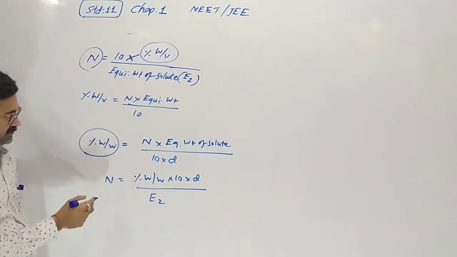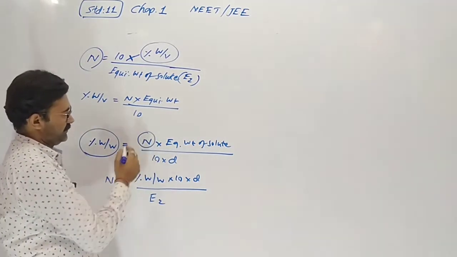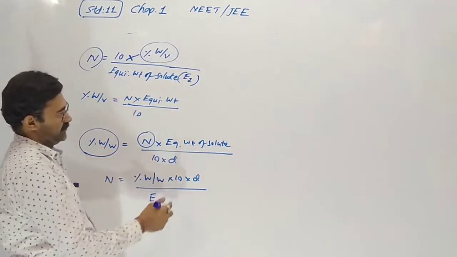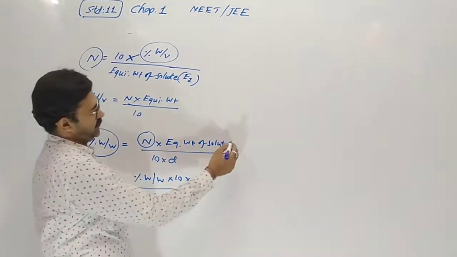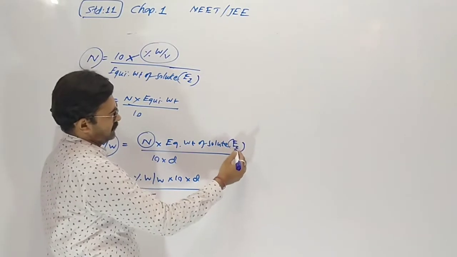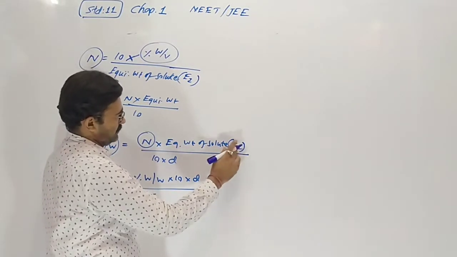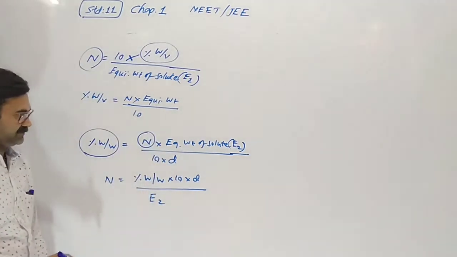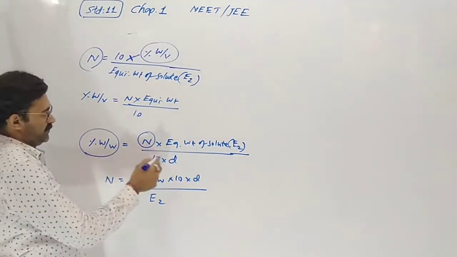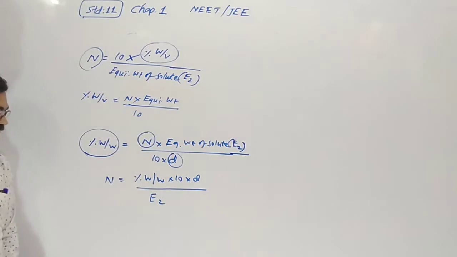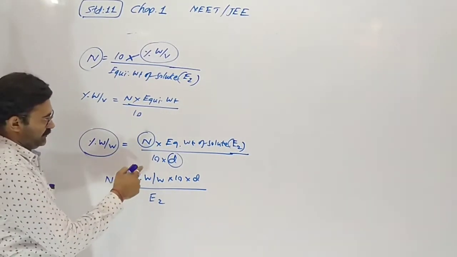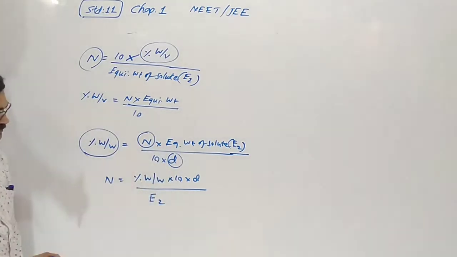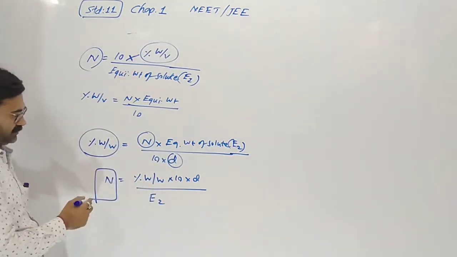Another relation is percentage weight by weight with normality. Normality into equivalent weight of solute E2, then divide by 10, and D means density. Here weight by weight comes with density. For getting normality, it is percentage weight by weight into 10 into D divided by E2. This gives the normality.